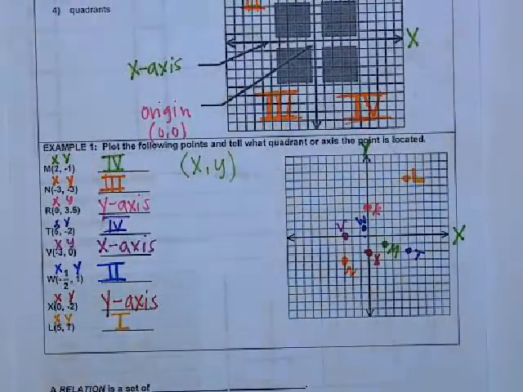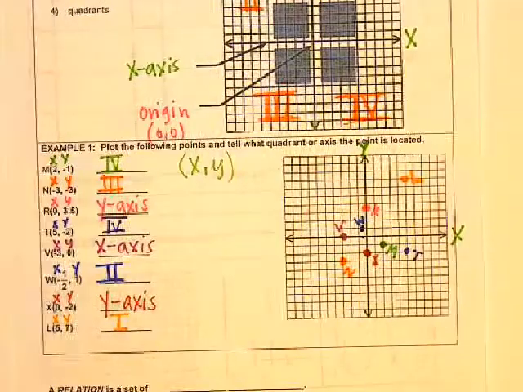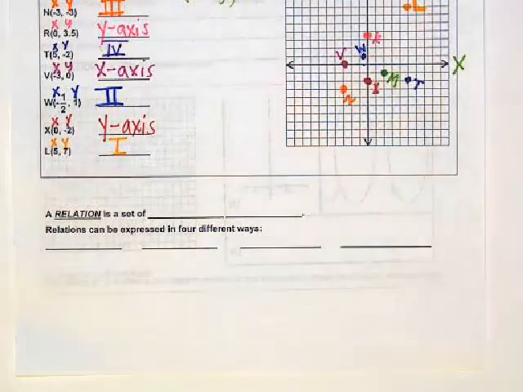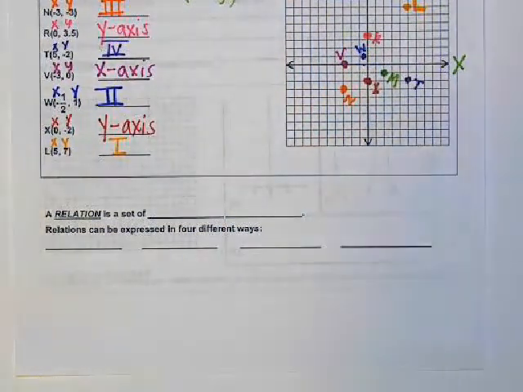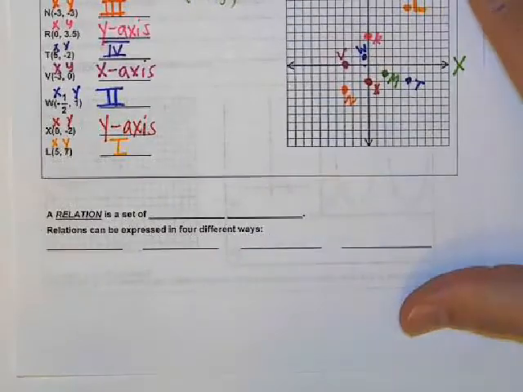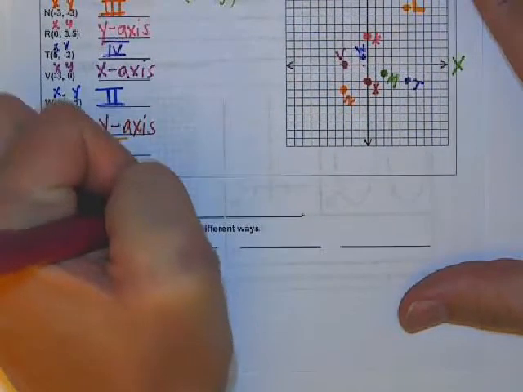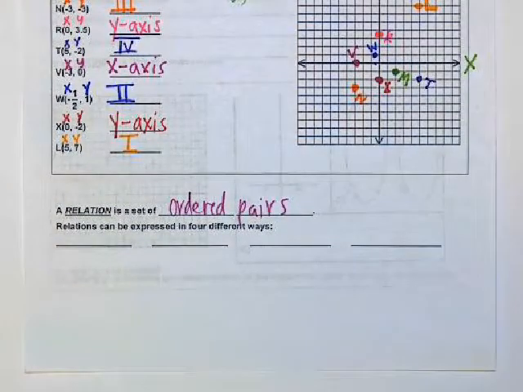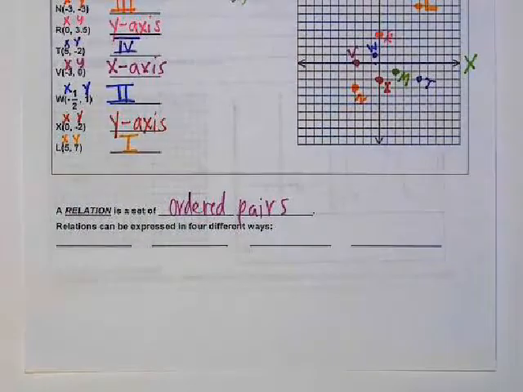All right, any questions about plotting? Okay, do we kind of remember how to do that? All right, on the bottom. The bottom says a relation is a set of, do y'all remember what relation means? It's a set of what? Coordinates. Good. It's a set of ordered pairs. Oh, that's a mosquito. Okay. It was flying right under the document camera. Okay. A relation is a set of ordered pairs.